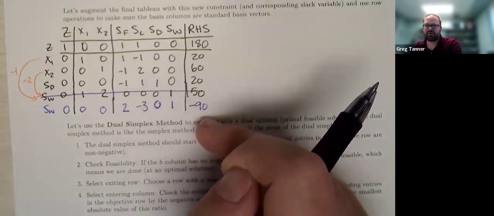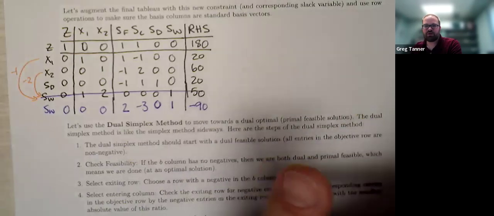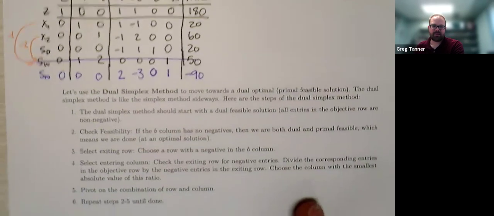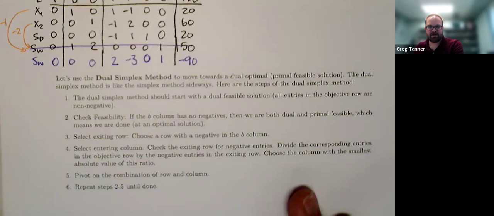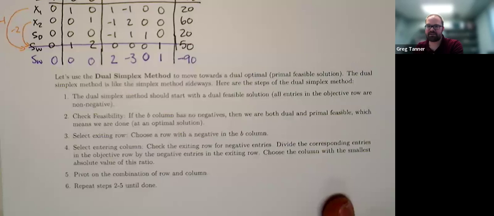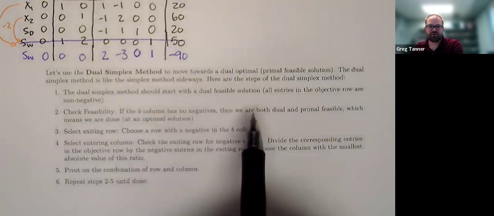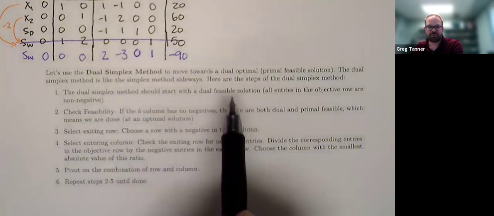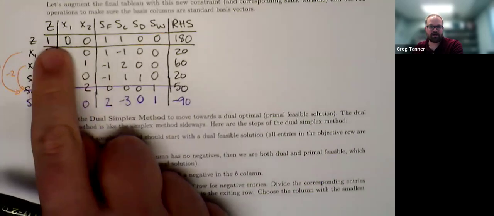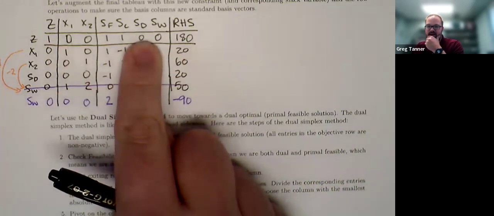We could maybe think about some way of introducing a big M method to this, but actually we don't even need to go there if we're willing to use what's called the dual simplex method. The best way to think about the dual simplex method is as the simplex method backwards or sideways, or kind of backwards and sideways maybe. So here are the steps. A dual simplex method should start with a dual feasible solution, which means that all the objective row values are non-negative. Looking at what we had here, yep, they're all non-negative. So you should start with all those staying non-negative.